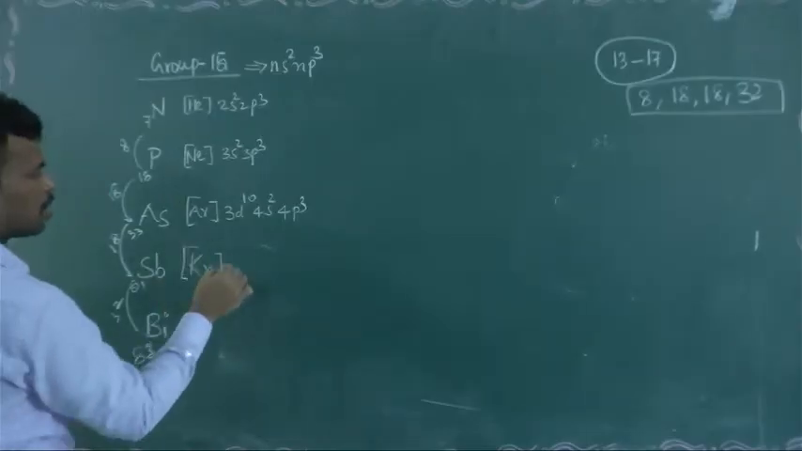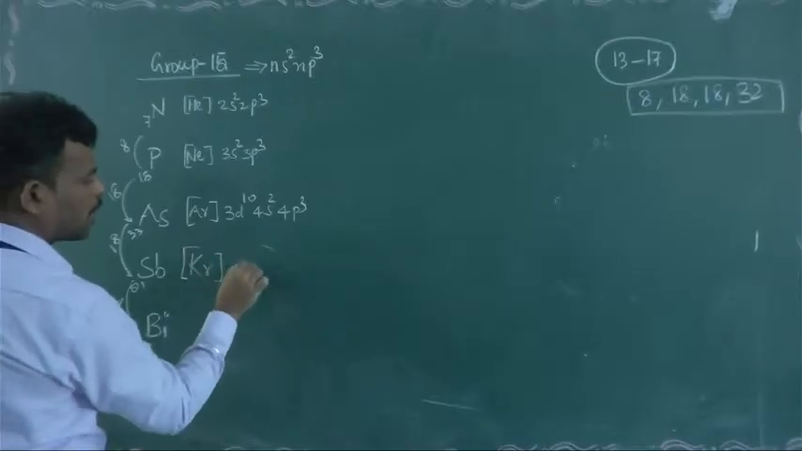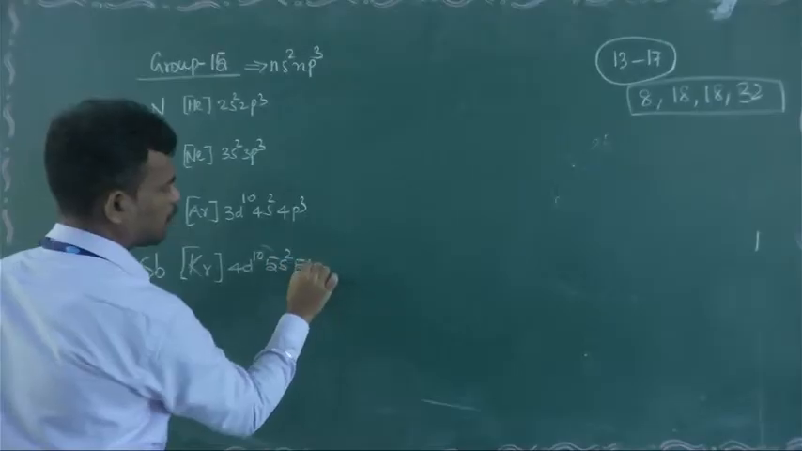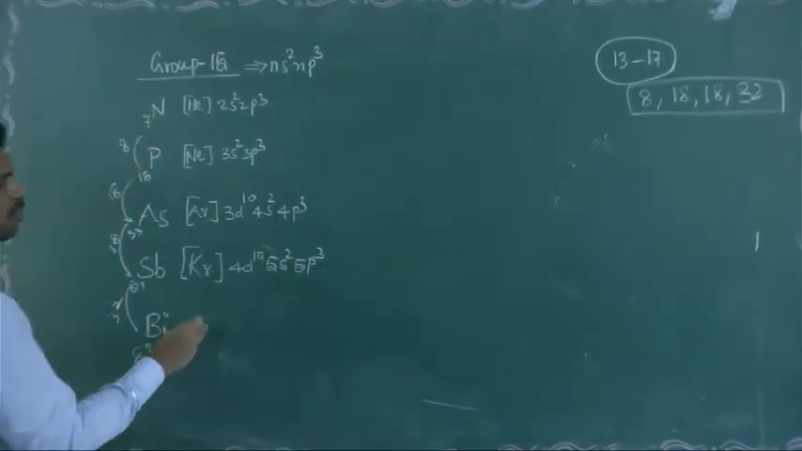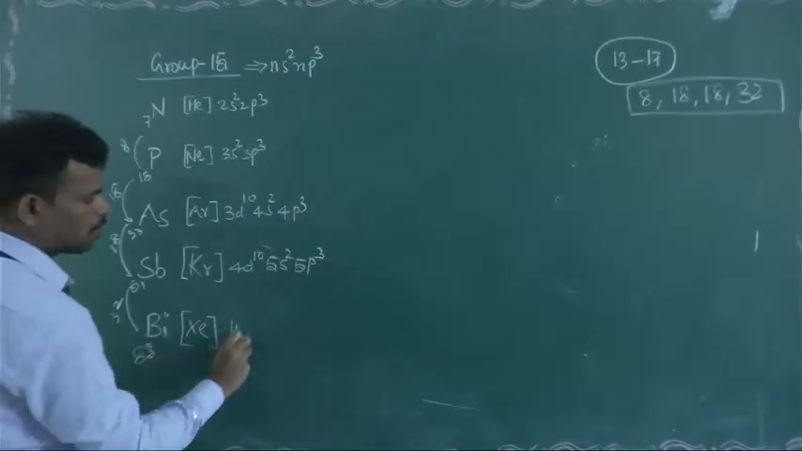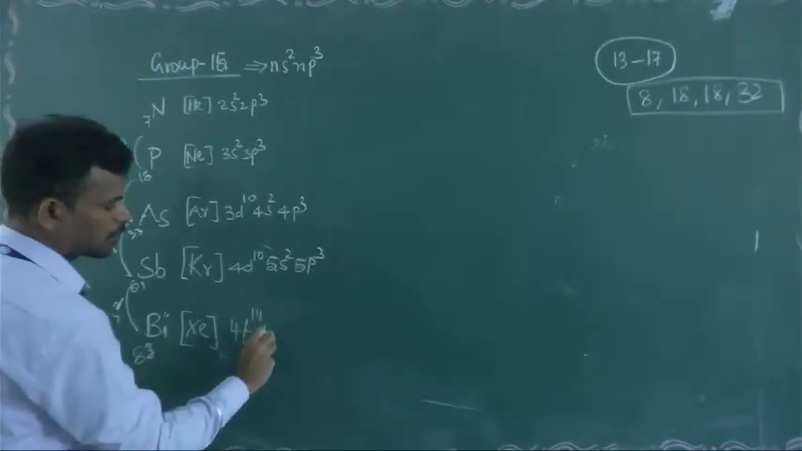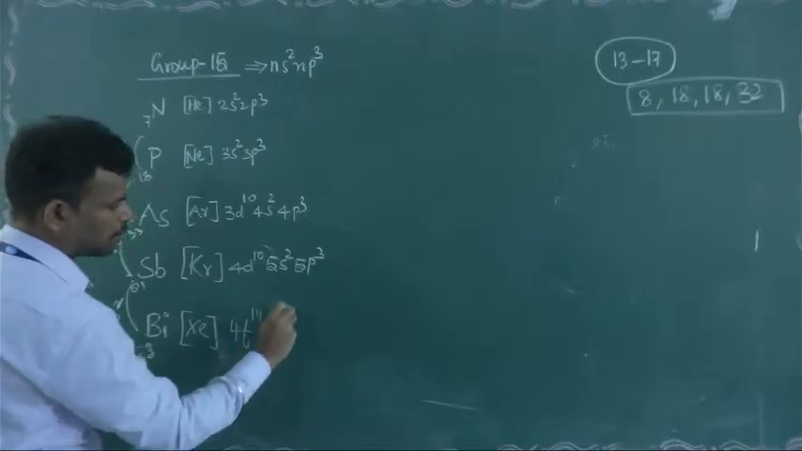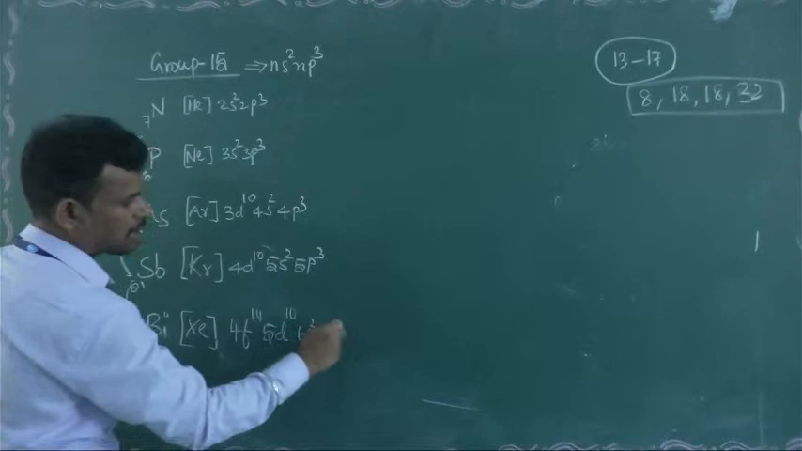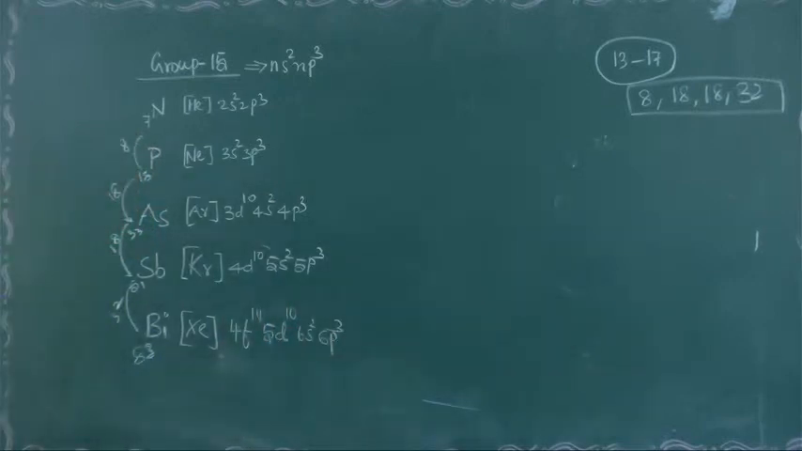In the case of antimony, krypton, in this case 4d10 5s2 5p3. In the case of bismuth, xenon 4f14 5d10 6s2 6p3. So these are the electronic configurations. Is it clear? So nitrogen, phosphorus, arsenic, antimony, bismuth. Is it clear? Yes or no?